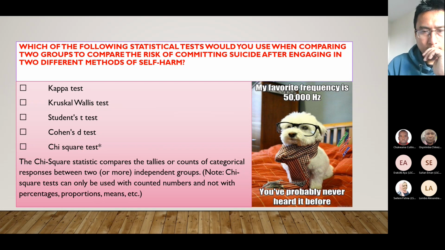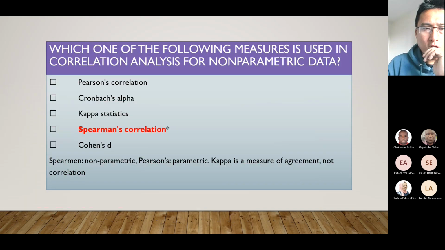Let's do the next one. Which one of the following measures is used for correlation for non-parametric data? Spearman. If they have removed the non, which one would be the right option? Pearson. Okay.